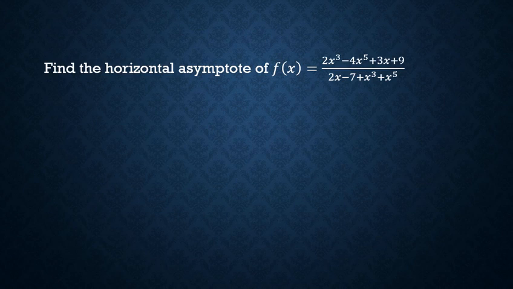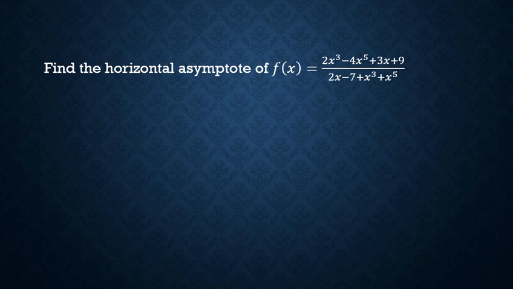Find the horizontal asymptote of f of x, which is given right here, 2x cubed minus 4x to the fifth plus 3x plus 9, divided by 2x minus 7 plus x cubed plus x to the fifth. Now be very, very careful as we said, we're only focused on the terms in the top and bottom that have the highest power of x. Don't automatically go for the first term that's listed, because that may not be the term that has highest power. I like to pull tricks like this just to trip you up, and make sure that you are paying attention.